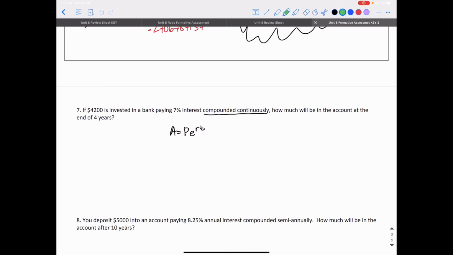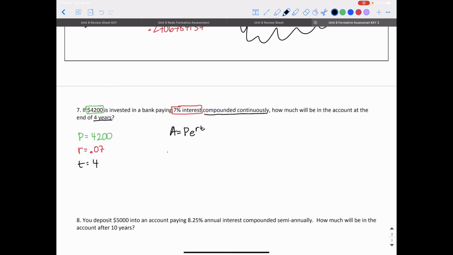P, in this case, my principal amount, is $4,200. Be careful deciding if the cash that's been given to you is the amount invested, the principal, the original amount, or if it is the final amount. In this case, the cash that was given to us was the principal, the investment. And the rate is 7%, so I convert that to decimal form, 0.07. I just need T, which is 4 years. 4 years have passed by, and I'm just going to plug these numbers in.